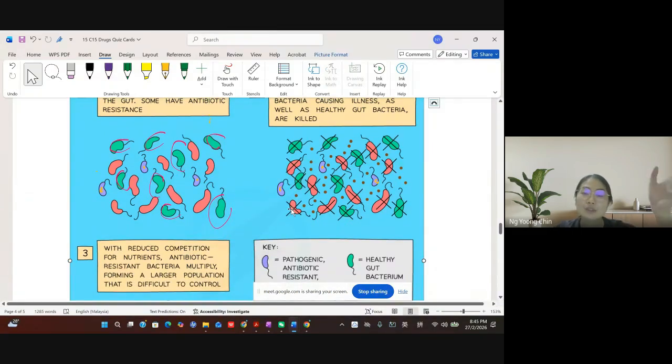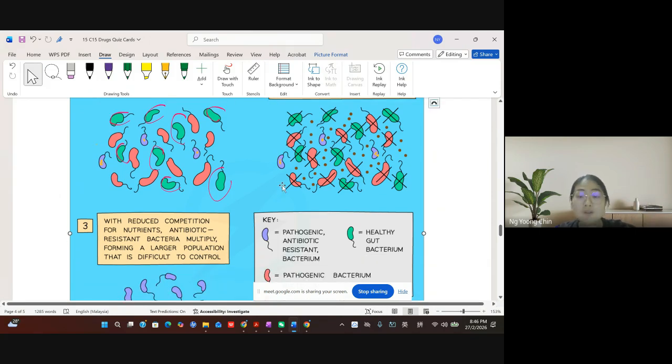For example, if the doctor gives you 10 tablets of the antibiotic and you finish only about 6 tablets, you would leave some of the pathogenic bacteria, which carry the antibiotic resistant gene, not killed. So they will have a chance to reproduce. But if you complete all 10 tablets, you can ensure the dose is sufficient to kill the bacteria which carry the antibiotic resistant gene.